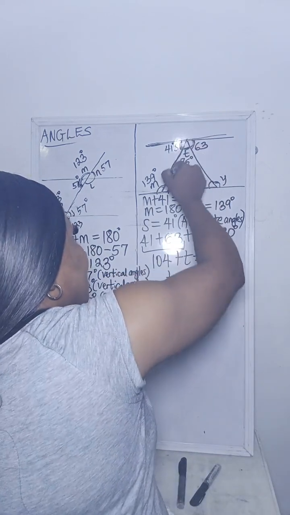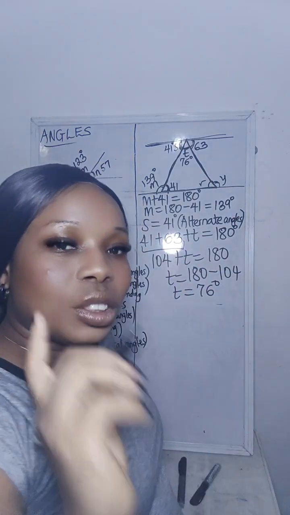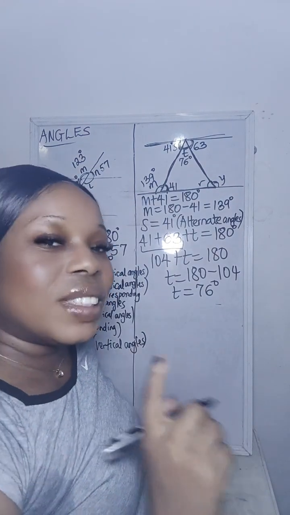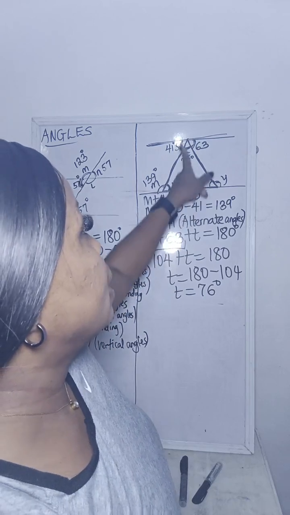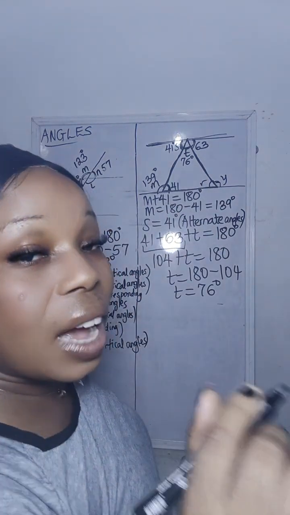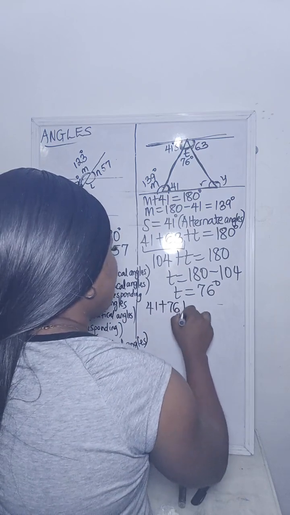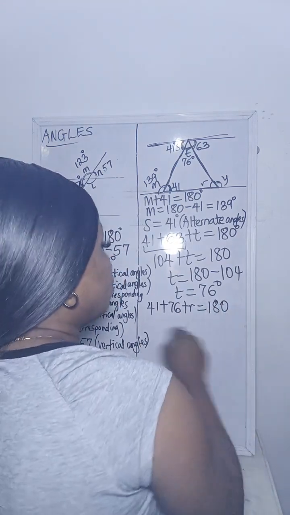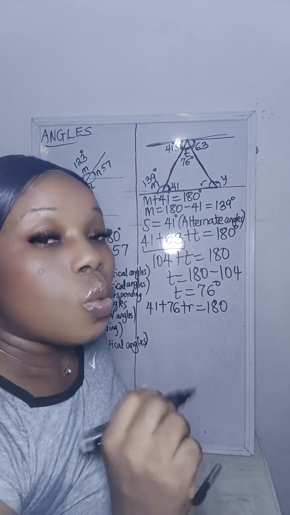Now this right here is a triangle, and the sum of angles in a triangle is 180 degrees. So it means the addition of 41 and 76 and r will give us 180 degrees. That is how we are going to find the value for r. So 41 plus 76 plus r equals 180 degrees, because the sum of angles in a triangle equals 180 degrees.